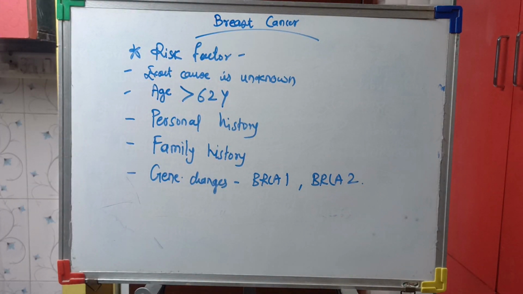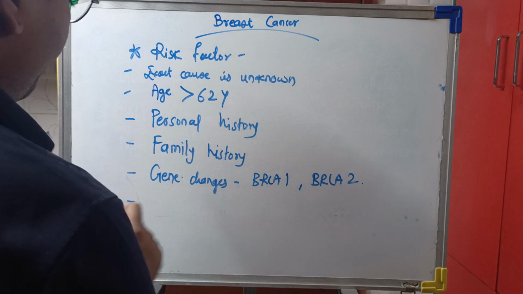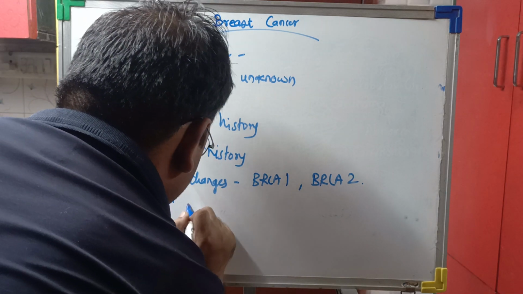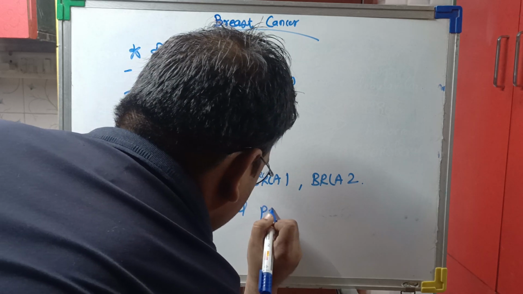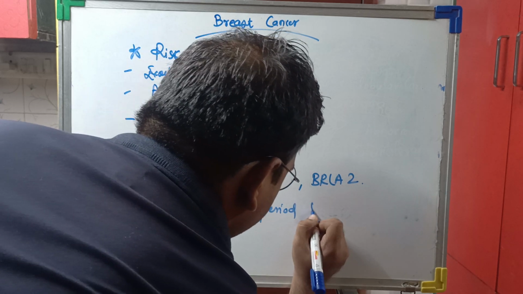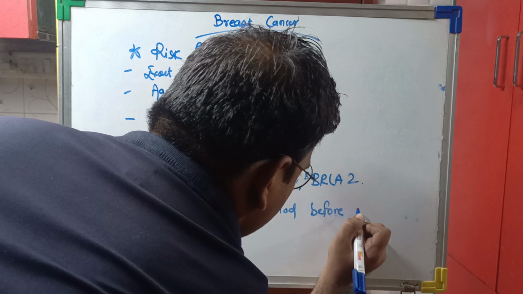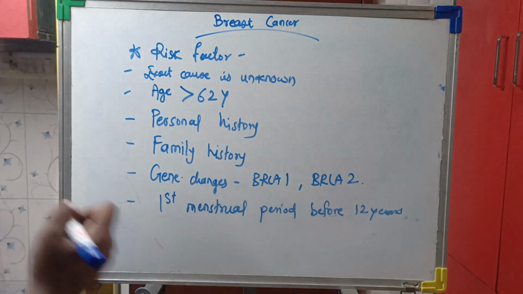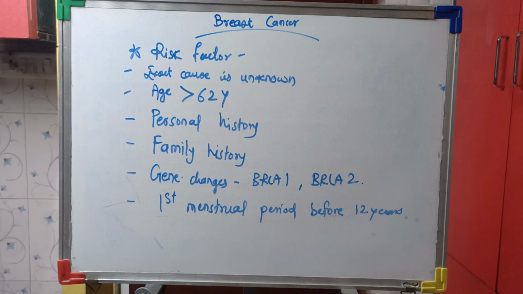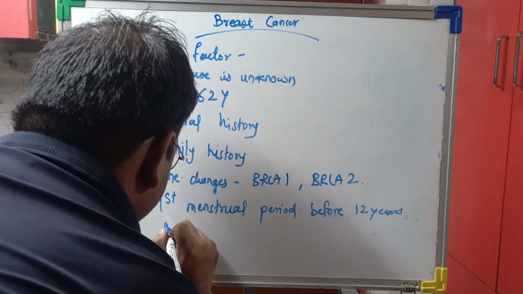If there is the possibility of genes in the woman of BRCA1 and BRCA2, she may develop breast cancer. The other risk factors are also there. First menstrual period before the age of 12 may develop breast cancer, and the menopause after the age of 55 in woman.